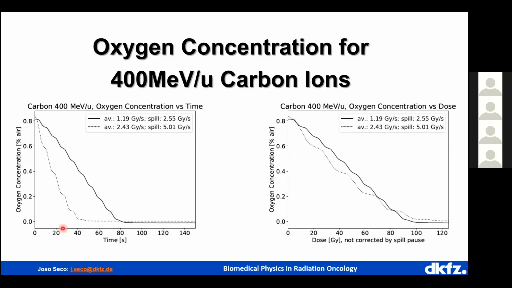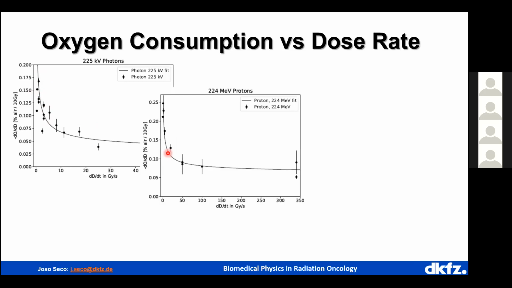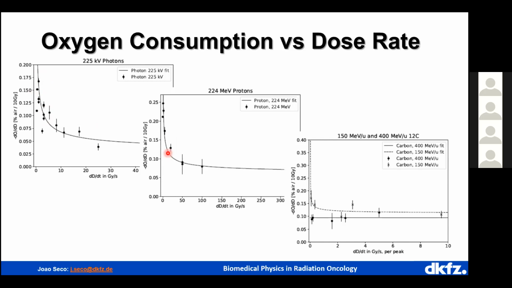And of course, if we do that for time or for dose, we see a different behavior, which is important. So what did we see? We saw that, in fact, oxygen is not depleted at flash rates. So here is the change of oxygen as a function of dose for each dose rate. As you increase the dose rate, you remove less and less oxygen. So this curve basically says the higher the rate, the less oxygen is removed. And we saw this curve for all three types of radiation: photons, protons, and carbon ions.